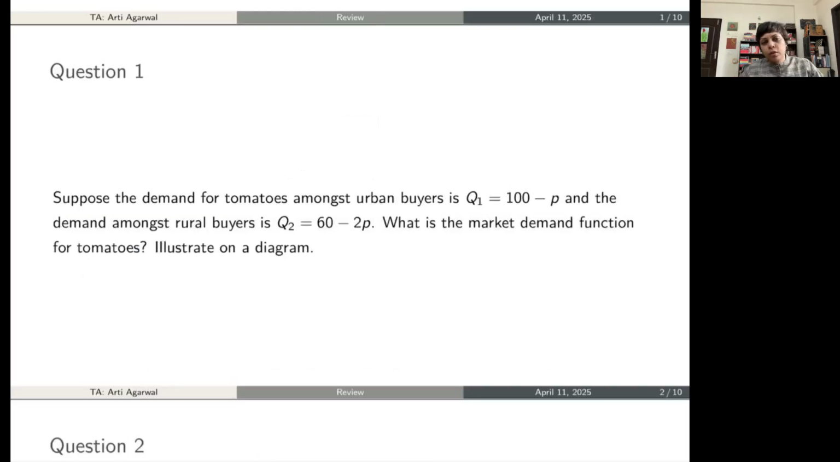Okay, so these are questions which are taken from all the different chapters. The first question is telling you that the demand for tomatoes amongst urban buyers is given as Q1 equal to 100 minus P, and the demand amongst rural buyers is Q2 equal to 60 minus 2P. You're asked, what is the market demand function for tomatoes? And you're also asked to illustrate it on a diagram.